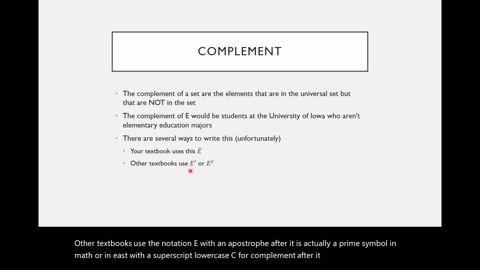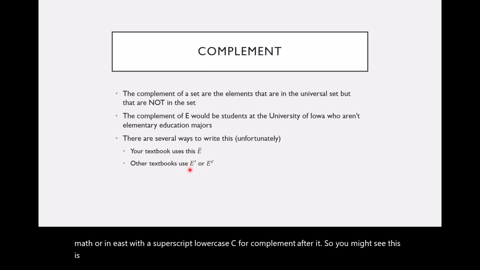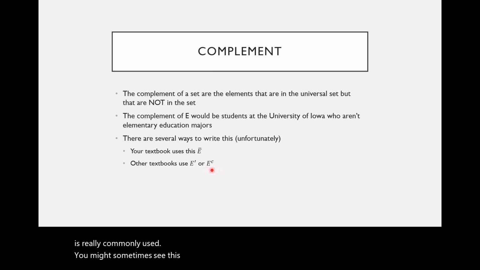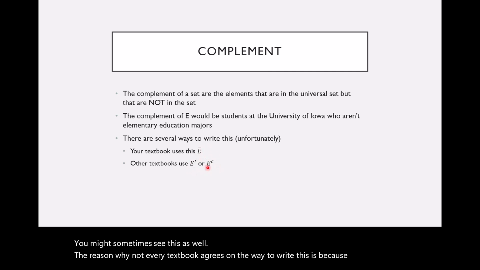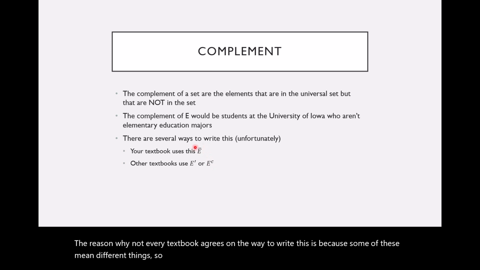So you might see this. This is really commonly used. You might sometimes see this as well. The reason why not every textbook agrees on the way to write this is because some of these mean different things. So that horizontal bar in statistics means you're finding the mean.